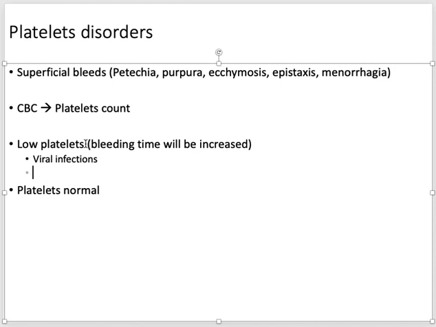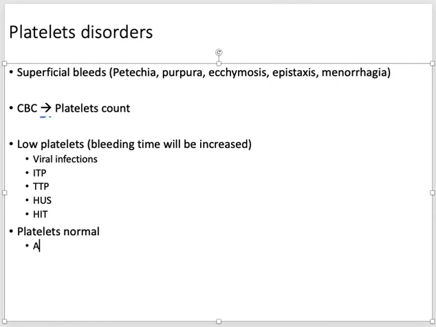in pediatrics we already covered immune thrombocytopenic purpura, thrombotic thrombocytopenic purpura, hemolytic uremic syndrome, heparin induced thrombocytopenia. When we give heparin, it can cause thrombocytopenia. Immune thrombocytopenic purpura, thrombotic thrombocytopenic purpura, hemolytic uremic syndrome, heparin induced thrombocytopenia. If the platelets are normal, it means the platelets are normal, but of course they are not functioning normally.